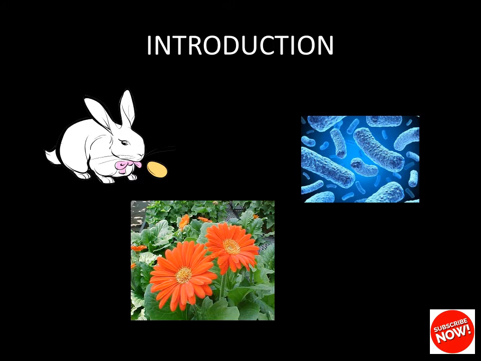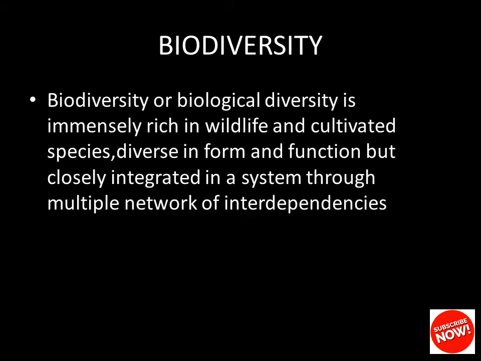Forests play a major role in ecological system, as these are also the primary producers on which we all are dependent upon. So what is biodiversity exactly, or what is biological diversity? It is immensely rich in wildlife and cultivated species. It is diverse in its form, so that you will see the diversity, that there will be a uniqueness. Everything, the features will be different. If you take example of a plant, their color will be different, their shape will be different. So this is the diverse form that we can observe in our biodiversity.